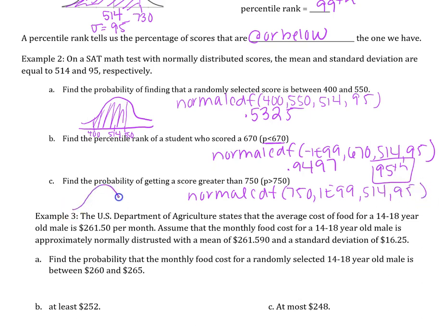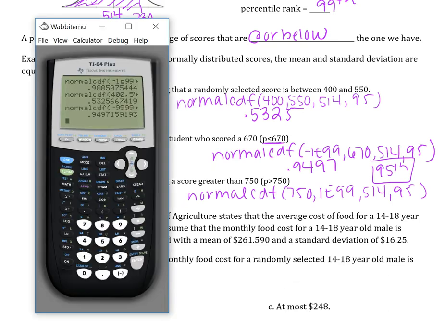So if I were to sketch what this looks like, here's your center at 515, or excuse me, 514. 750 would be like way up here. And essentially what I'm doing is finding this very small area just to the right of that value. Okay, so my low bound is 750. High bound, I'm just going to hit a bunch of 9s.